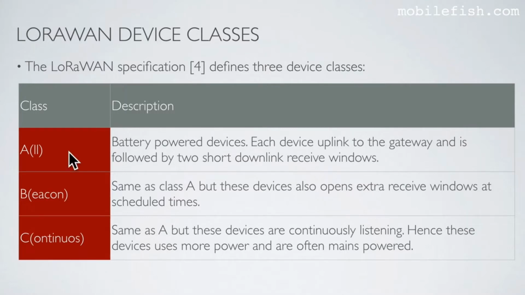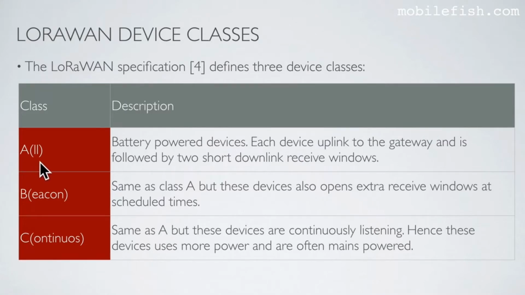Class A are battery-powered devices. Each device uplinks to the gateway and is followed by two short downlink receive windows. Class B is the same as Class A, but these devices also open extra receive windows at scheduled times. Class C devices are the same as Class A, but these devices are continuously listening. Hence, these devices use more power and are often mains powered.